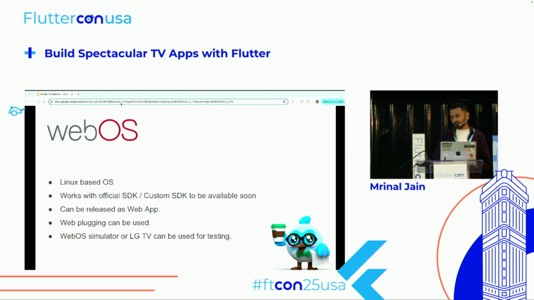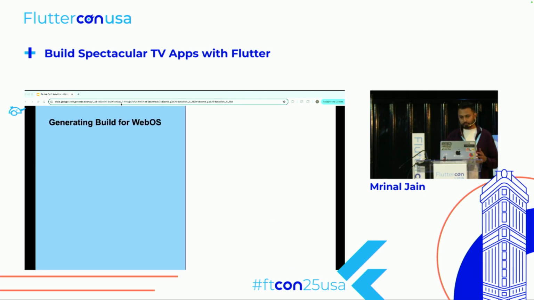Again, as of now, we can release the web apps. If we create a web app with the help of Flutter, and on the LG wrapper, we run it inside the web application. And since it's a web application, we'll have to use all the web plugins. We can't use the native plugins. We'll have to use the web plugins. And you can use the webOS simulator, or else you can use the LG TV as well for running the application. Now I'll quickly show you a probable way to create the web applications for LG.